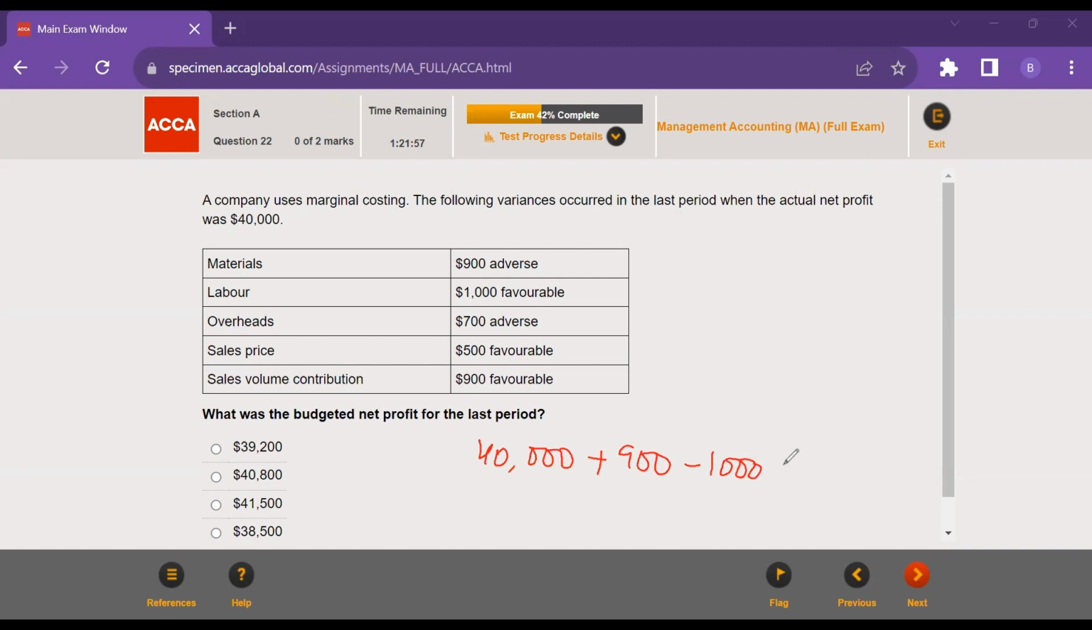Then 700 is adverse, so I will add that. Then there is 500 favorable, so you subtract that. And then again, there's 900 favorable, so you subtract that. So your final answer will come out to be 39,200, and this is option 1. Now let's move on to the next one.